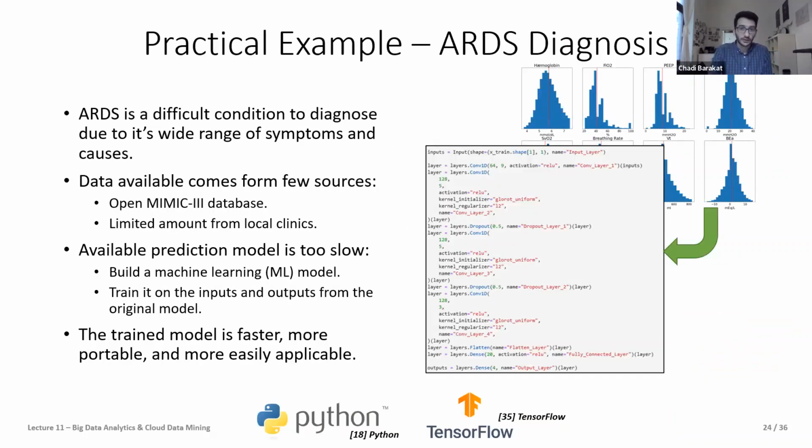Another example that I'm working on is for ARDS diagnosis. ARDS is a condition where the lungs of the patient slowly stop working. It's a drastic reduction in the performance of respiration in these patients. And it's very difficult to diagnose because there are a lot of things that cause it. So COVID-19 causes ARDS in this case.